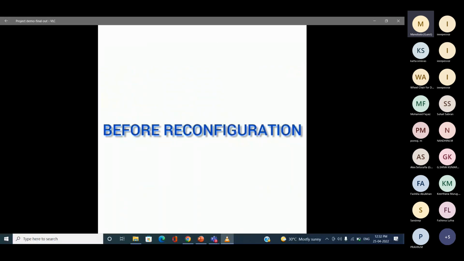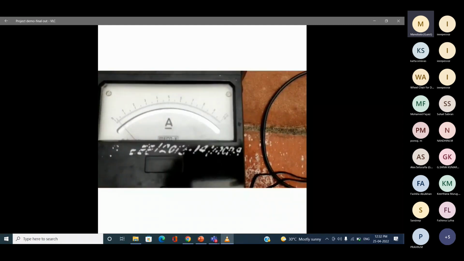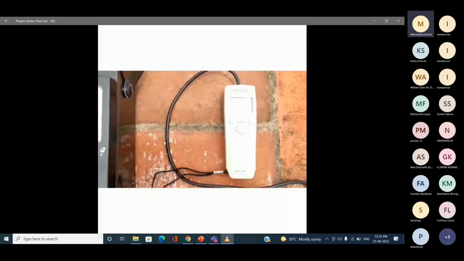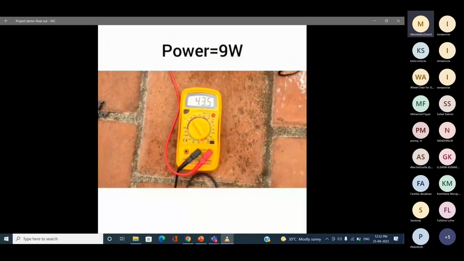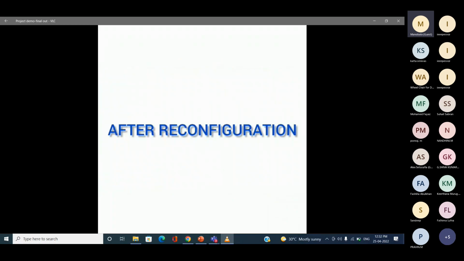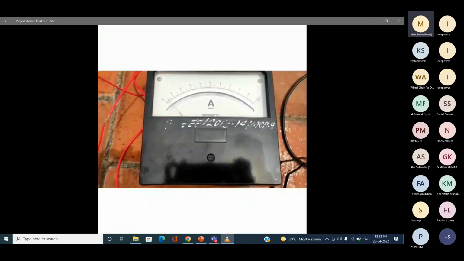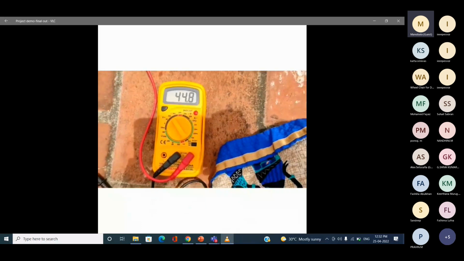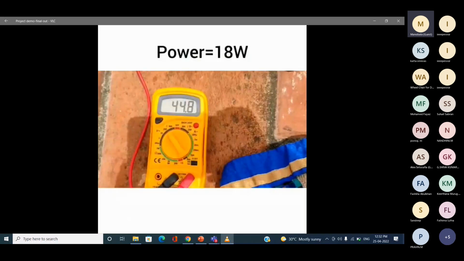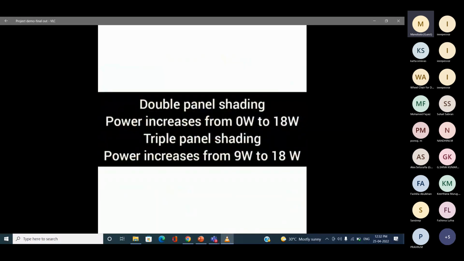Then triple panel shading before reconfiguration. 3 panels are shaded. So the current is around 0.2 amps under the same radiation level. So the power is 9 watts. After reconfiguration, the current is 0.4 amps. So the power is 18 watts. So the power increases from 0 watts to 18 watts in double panel shading, and in triple panel shading the power increases from 9 watts to 18 watts.